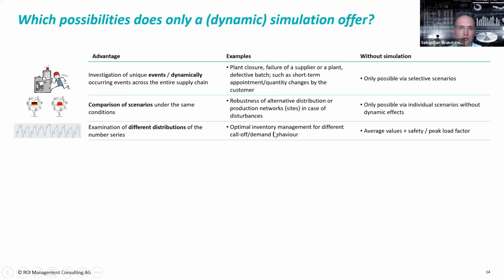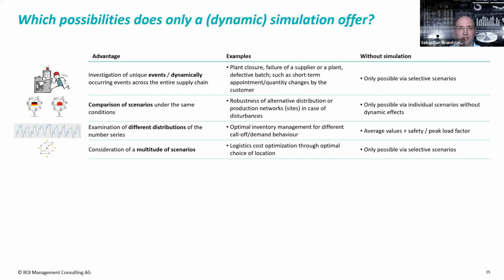Especially when we talk about inventory management, optimal inventory management, you can model different distributions to find the optimum inventory levels. Without simulations, you would use average values and maybe use a safety or peak load factor, but this way, with simulation, is far more accurate.